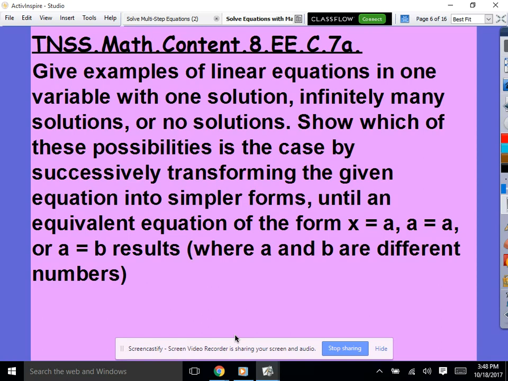Our Tennessee State Standard today is to give examples of linear equations in one variable with one solution, infinitely many solutions, or no solutions. Show which of these possibilities is the case by successively transforming the given equation into simpler forms until an equivalent equation of the form x = A, A = A, or A = B results, where A and B are different numbers.